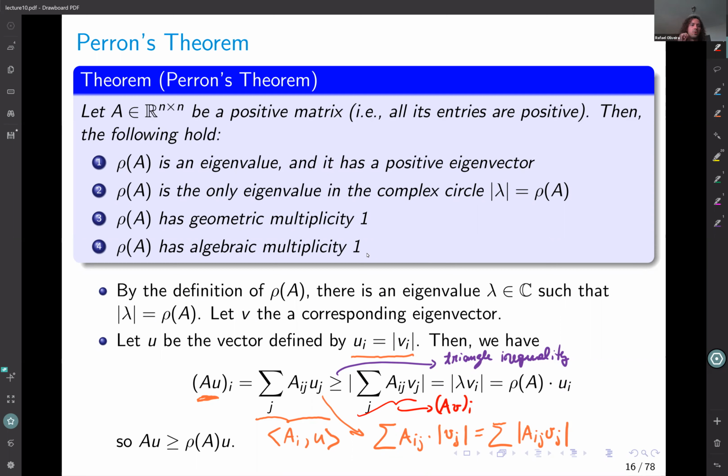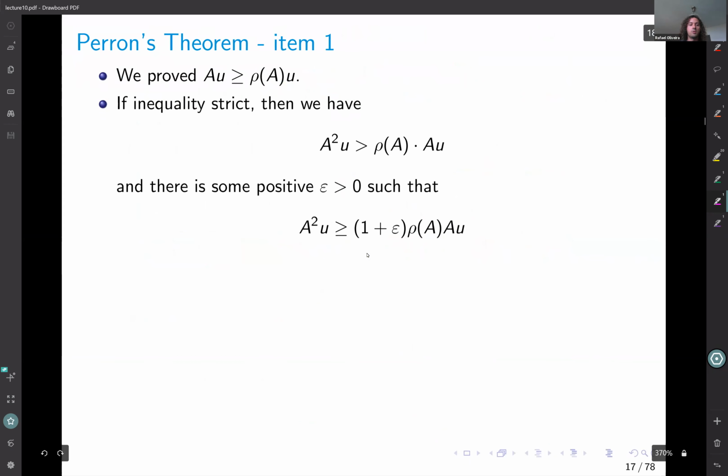Okay, so then we have this inequality for every coordinate. So what did we just prove? We just proved that if I take this vector u that we defined, we know that A times u is greater than or equal to rho of A times u. So we just proved that A times u is greater or equal to rho of A times u.